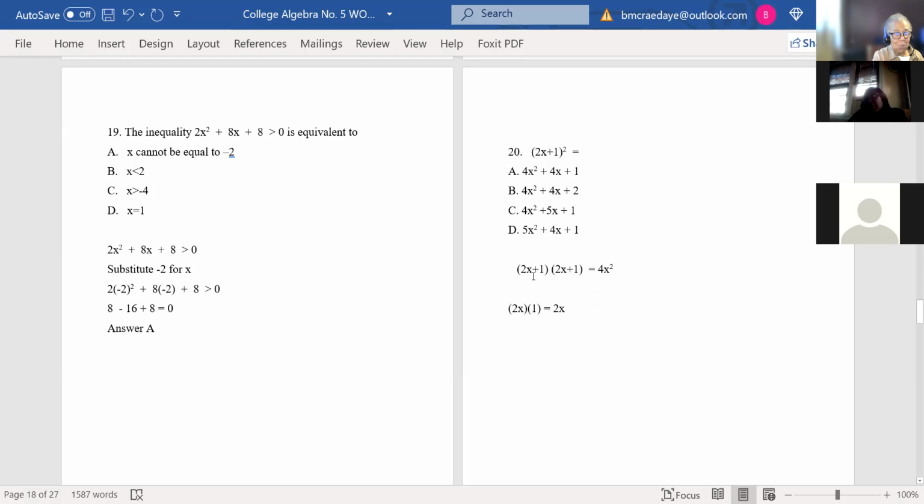Now, I take the 1. Notice I took the 2x, I multiplied it by 2x, 4x squared. 2x times 1, I got 2x. 1 times 2x, which is the same, right? So that's just the reverse of the order, right? So 1 times 2x will be equal to 2x, right? And then 1 times 1 is what? 1. That's right. 1 times 1 equal 1.